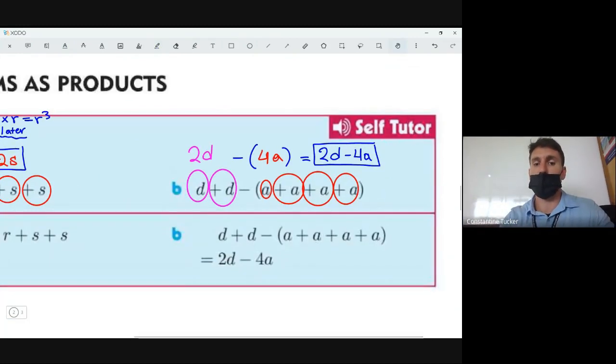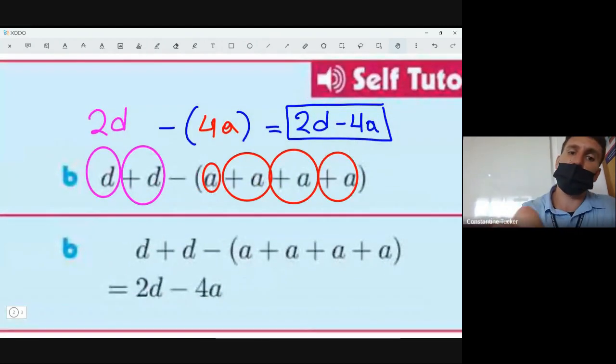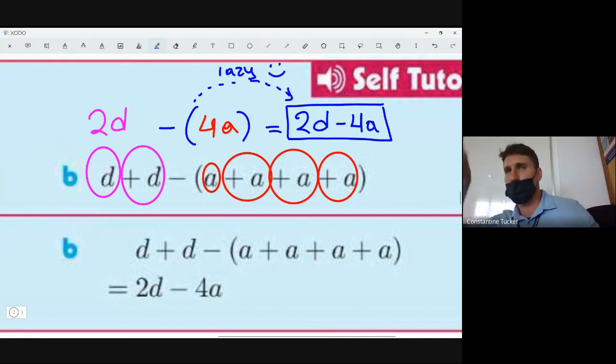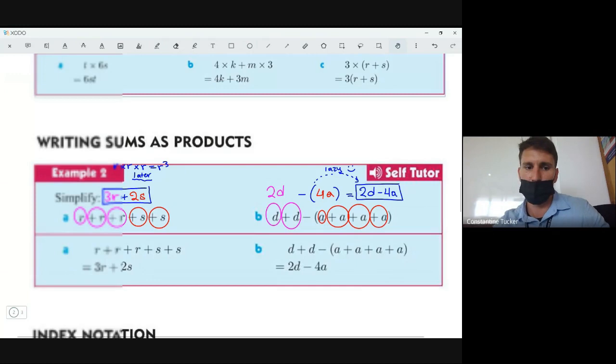Okay, so now that would be the idea. So here, let me just say, we just remove the brackets because we are lazy. Let me put a smiley face here. Lazy. Just get rid of the brackets. We don't need them if they're not doing anything important.